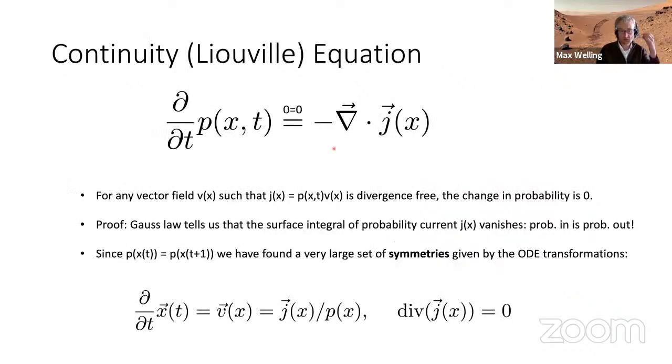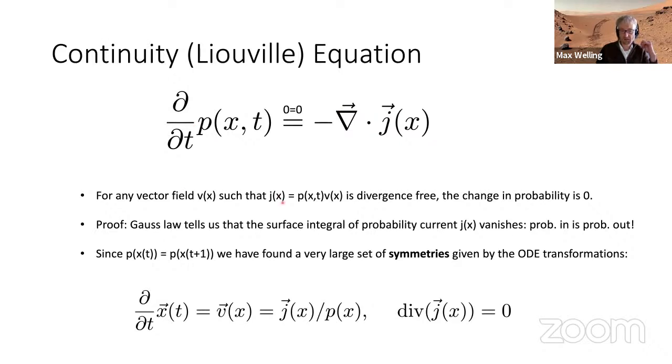Now, and then there is, of course, the continuity or the Liouville equation, which guarantees this. So the Liouville equation says that the time derivative of the probability density at point x and time t is equal to the minus gradient of the probability current. And as long as we make this thing divergence free, so this thing 0, the probability is also not changing.